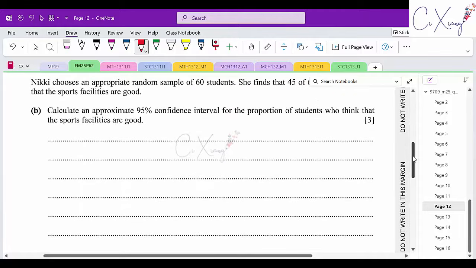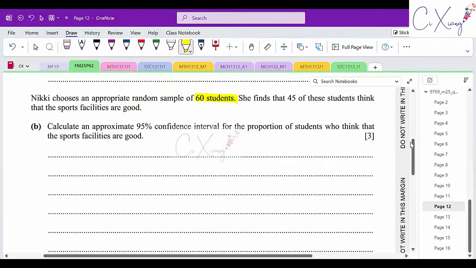Now for part B, Nikki chooses approximately 60 students. Alright, and after that she finds that 45 of these students think that the sports facilities are good. Calculate a 95% confidence interval, so highlight the keyword 95% confidence interval, for the proportion of the students who think that the sports facilities are good. So the keyword will be confidence interval.